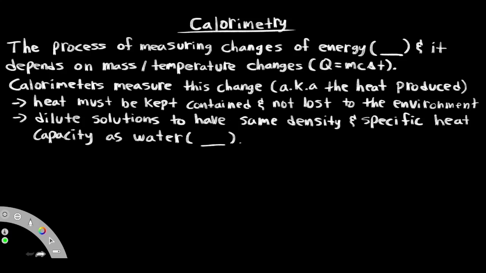Calorimetry is the process of measuring changes of energy. This is also known as enthalpy, and it depends on the mass and temperature changes. So we use this formula here, Q is equal to mcΔT, and using that, calorimeters measure this energy change thanks to that formula, and then we, let's say, produce heat.